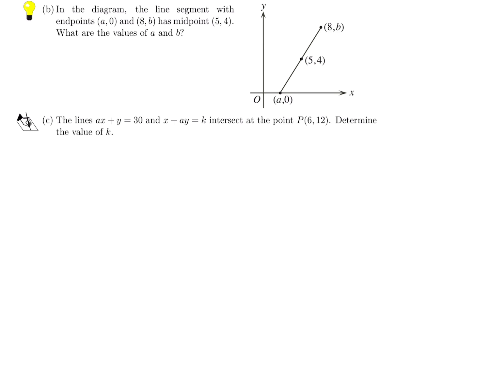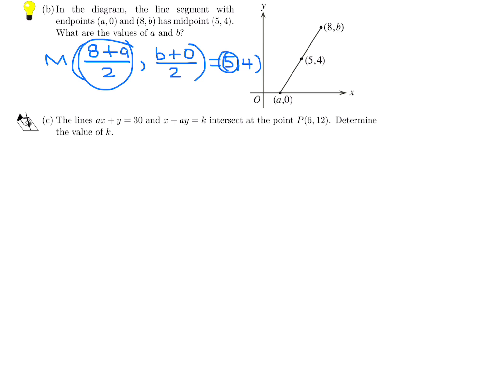In the diagram, the line segment with endpoints (A, 0) and (8, B) has midpoint (5, 4). What are the values of A and B? Well, the midpoint formula, you take these two and you add them and divide by 2. So (8 plus A) divided by 2 and (B plus 0) divided by 2. That is the midpoint of this and this. And they tell you that midpoint is (5, 4). So this corresponds to the 5, and this corresponds to the 4.